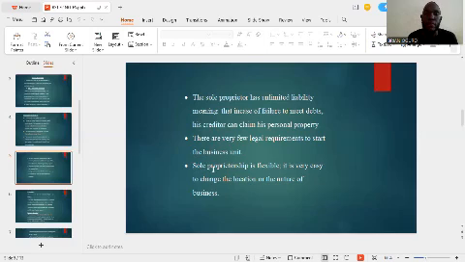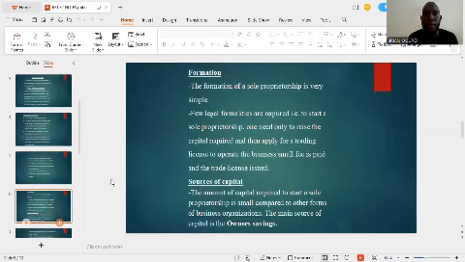The last one, sole proprietorship, is flexible. It is very easy to change the location or the nature of business. So those people who are operating in sole proprietorship, you can find that someone is selling mandazi today and tomorrow, this person is even selling other types of products, for example, eggs. So he or she can switch from one type of product to another since the business is small in nature.